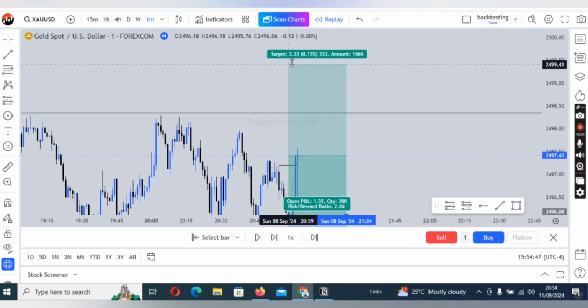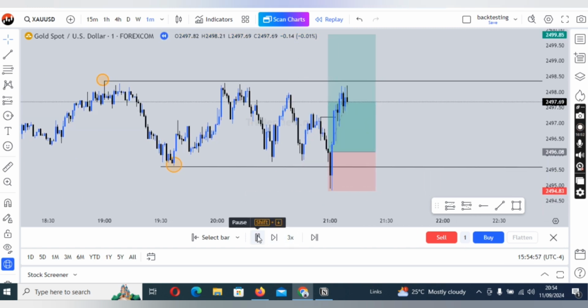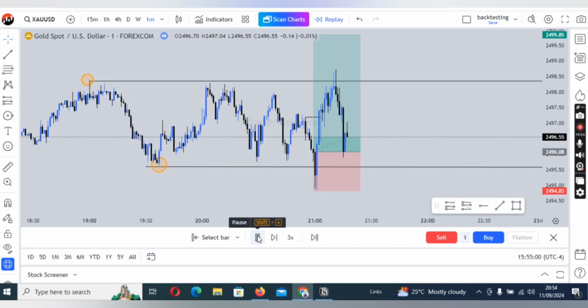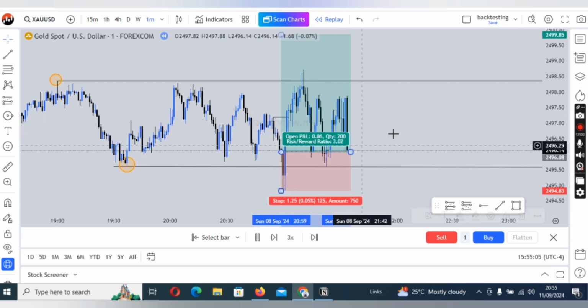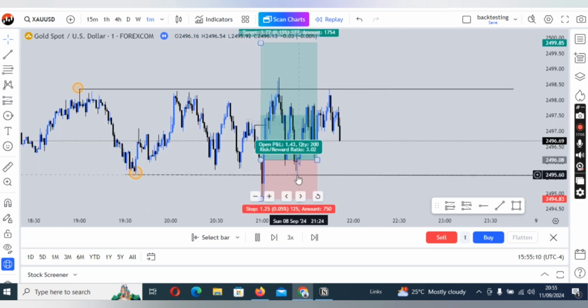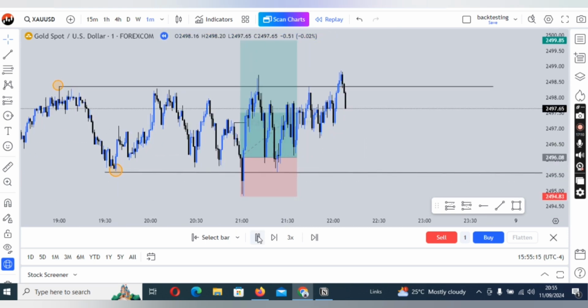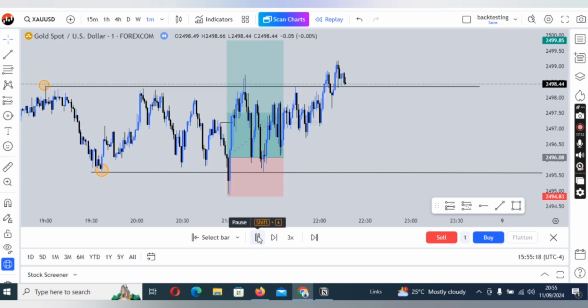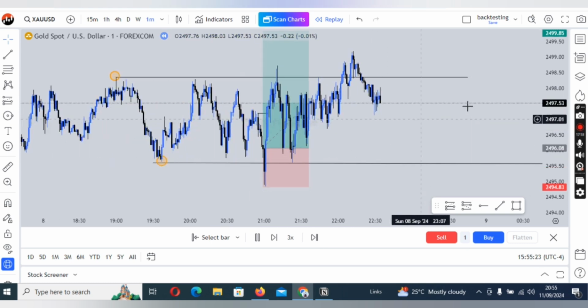Let's see if it goes in our favor, guys. So I'll quickly play price and see how it goes. Price tags in. We are in now, guys. Be patient. I already told you guys, patience is the key. Be patient. Okay. Price coming back.